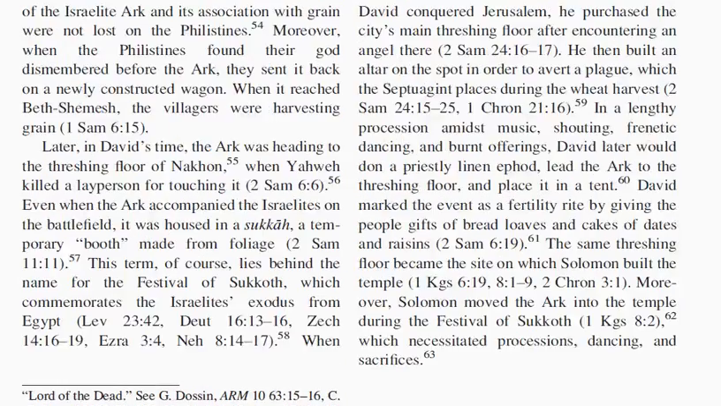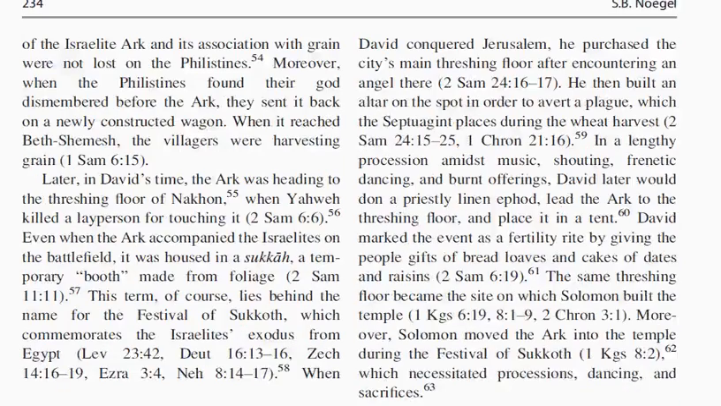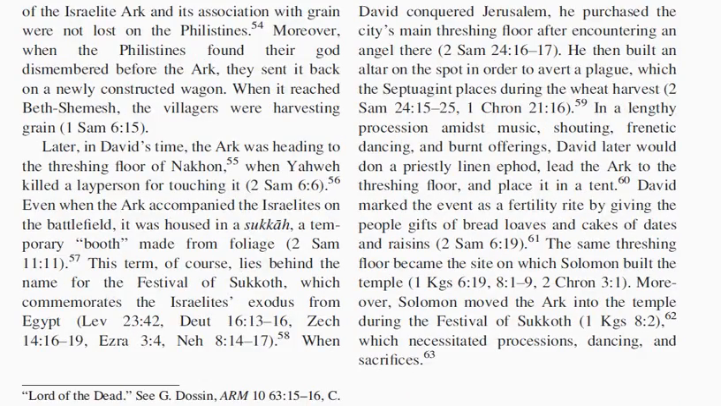End of footnote. When David conquered Jerusalem, he purchased the city's main threshing floor after encountering an angel there. 2 Samuel chapter 24, 16 to 17. He then built an altar on the spot in order to avert a plague, which the Septuagint places during the wheat harvest. 2 Samuel chapter 24 verses 15 to 25, and 1 Chronicles chapter 21 verse 16.